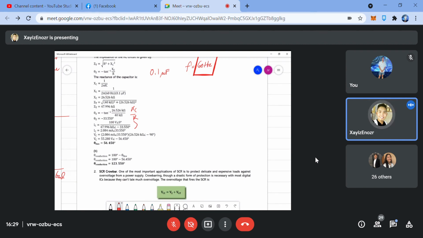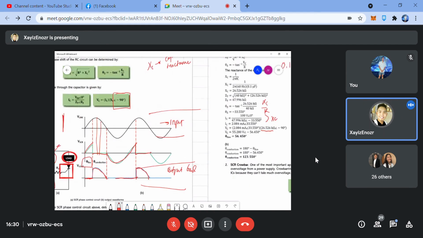Then, to find VC, kailangan natin si VC. Si VC kasi is yung voltage sa capacitor. So, pag hinanap mo yung voltage sa capacitor, malalaman mo din doon kung ano yung angle ng VC mo, yun na yung magiging conduction angle sa may capacitor. So, therefore, 2.084 milliamperes angle 33.550 multiplied by 26.526 kilo ohms angle negative 90 degrees. Ito yung XC or capacitive reactance. Okay? So nasa formula naman na binigay ko yun kanina.